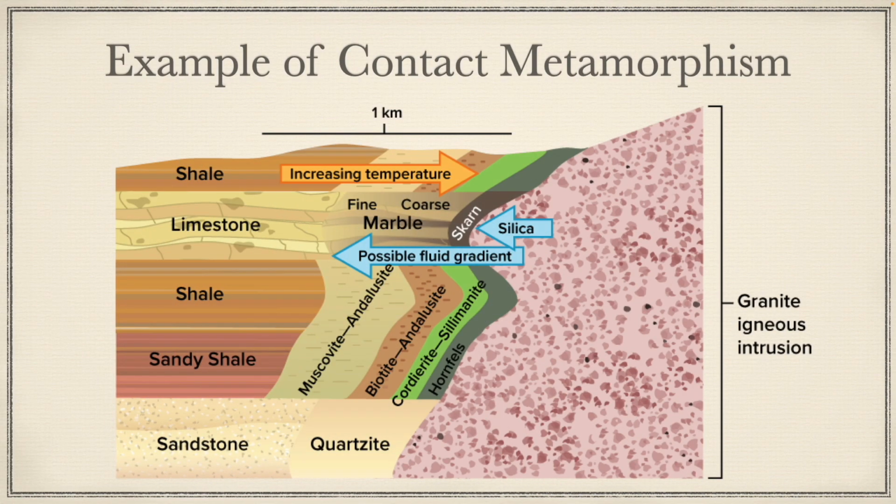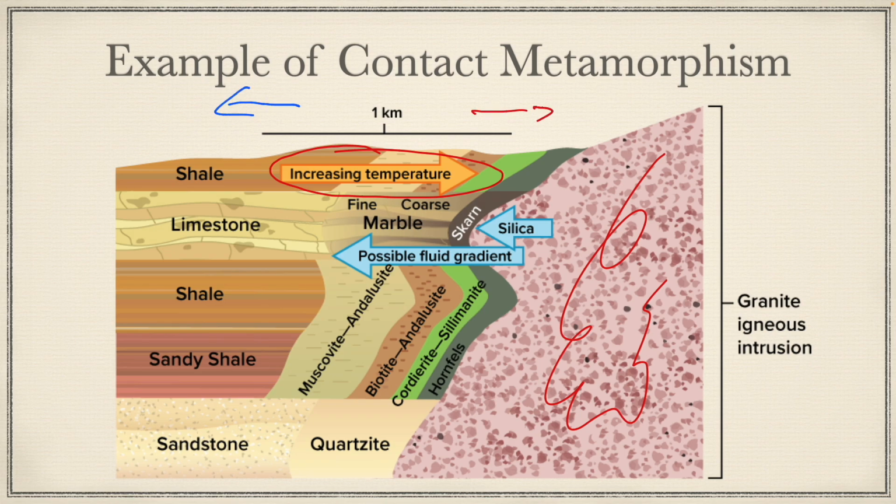So this is an example, a diagram of contact metamorphism. Our igneous intrusion is all this sort of pink area over here. So that's our igneous intrusion. And then you have this temperature gradient where it's hotter over here. So here's your temperature gradient right here. It gets hotter as you go this way, and it's going to get cooler as you go back this way, as you get away from it.